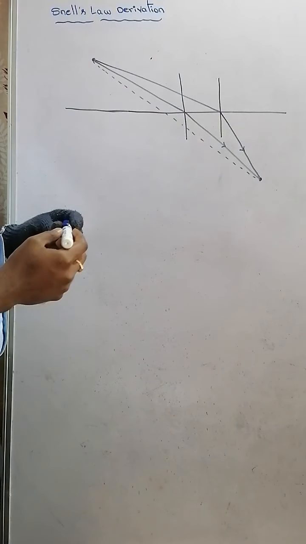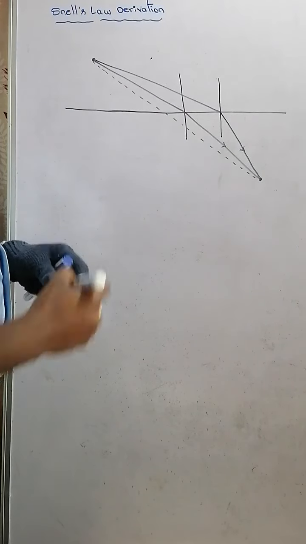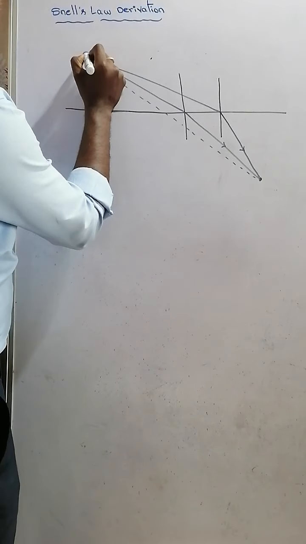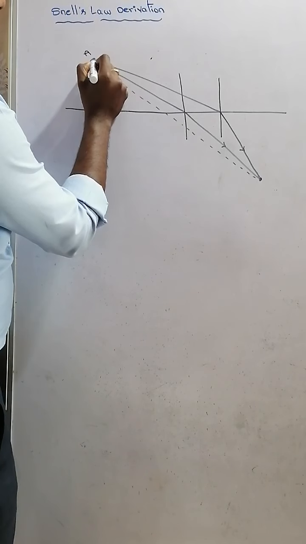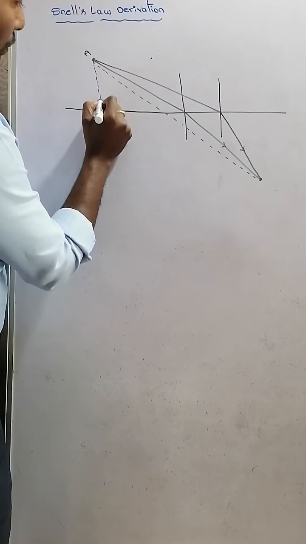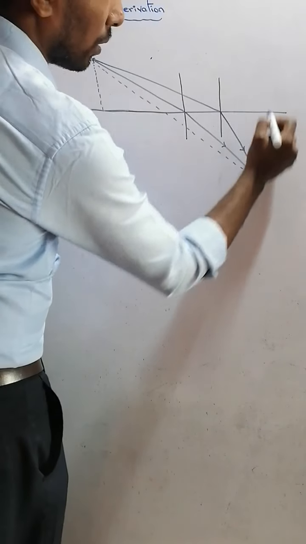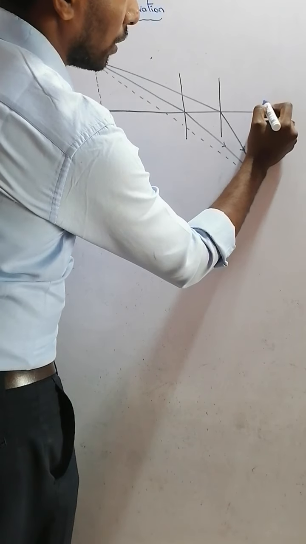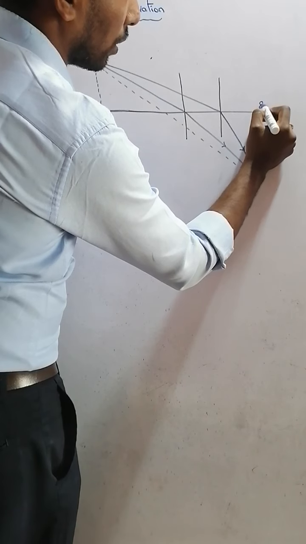Snell's law derivation. Let us suppose there is a person at point A, and initially the person is on the shoreline.